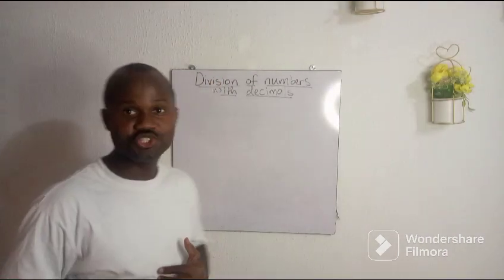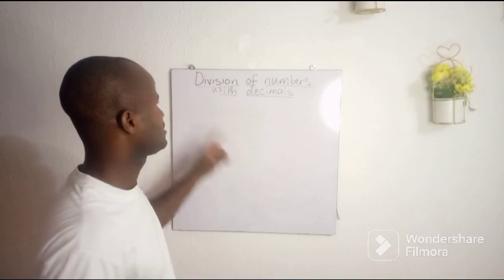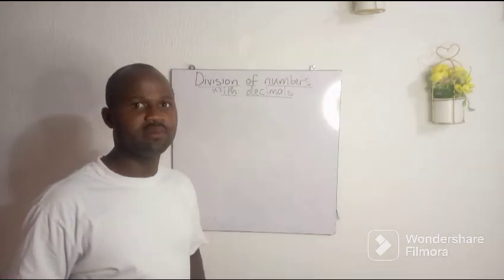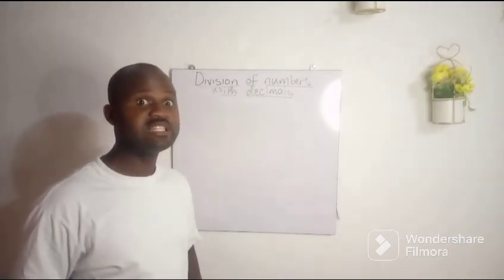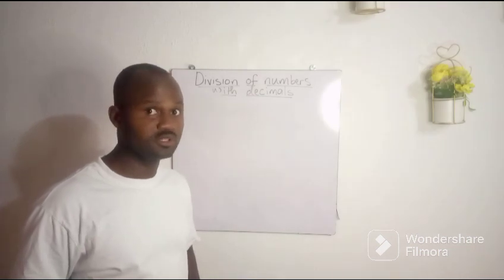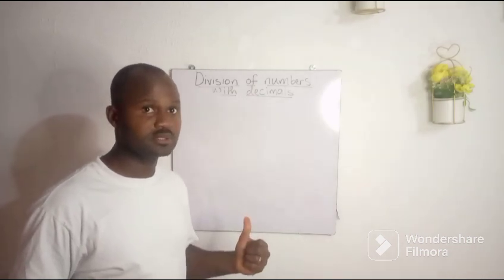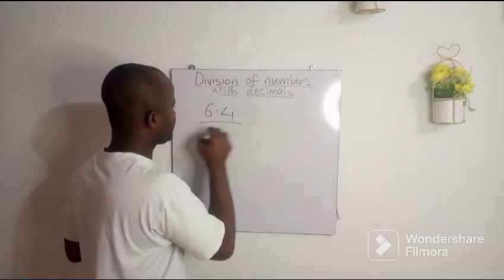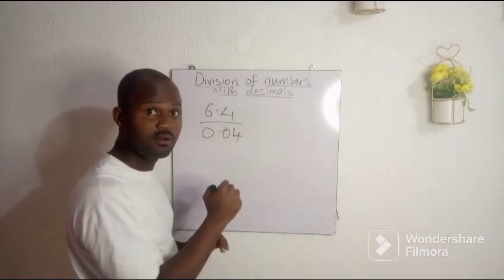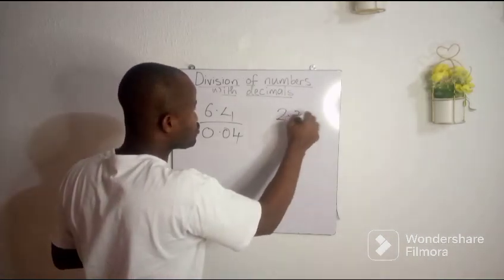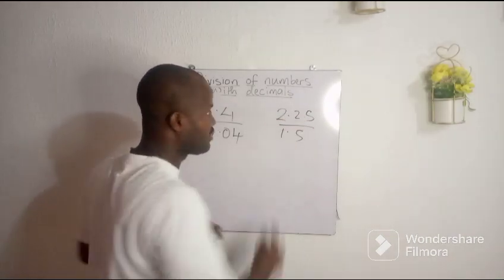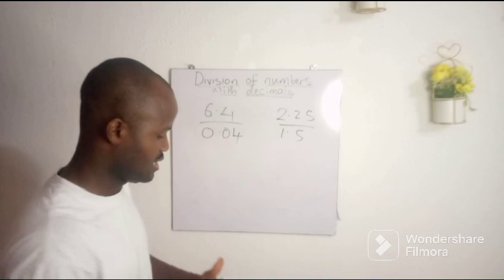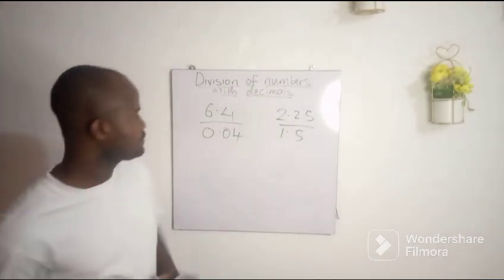So today I'm going to teach you a little trick on division of numbers with decimals. Many of you get really scared when you're given problems to solve and it involves decimals. For example, something like this: 6.4 divided by 0.04 or 2.25 divided by 1.5. Where do you even start from? Now watch this.